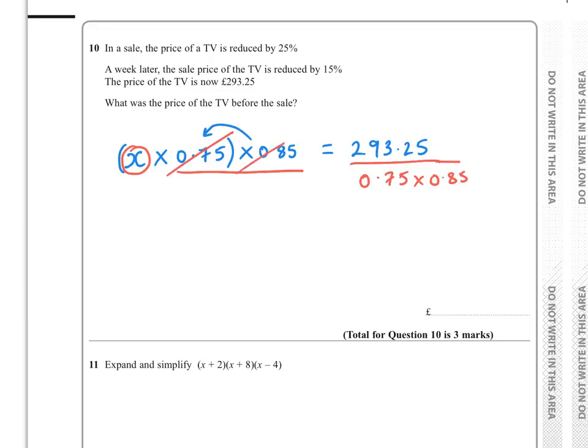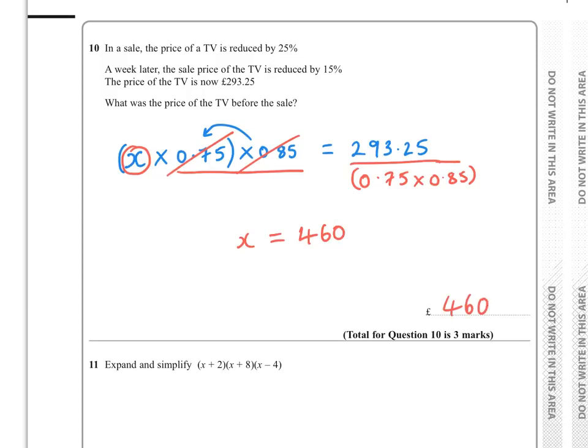And so we're left with x, and all we've got to do is plug into the calculator, and I'm going to be very careful here. I'm going to put a bracket around this bottom part here, and I'll explain why. So we do the denominator first. £293.25. So 293.25 divided by, and now brackets, because I want to divide by the whole lot of the bottom part here. So 0.75 times 0.85, close the brackets, and I get £460.